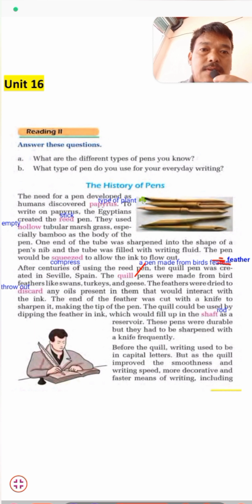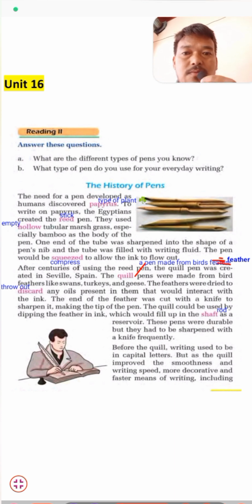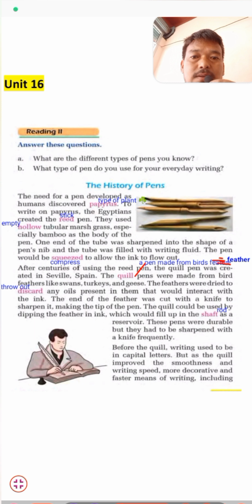Students, as you can see in the picture, the pen was like that. It is like a bamboo stick, hollow. Hollow means empty, and it's a tubular mass grass. It is a grass type, and they used this type of grass to make a pen. It's like a bamboo.